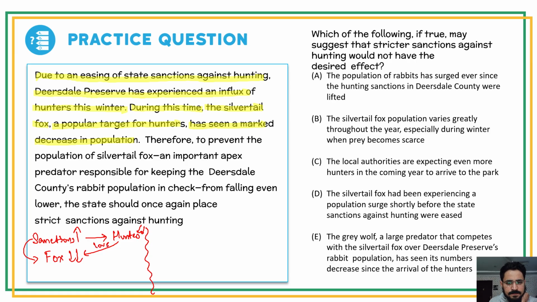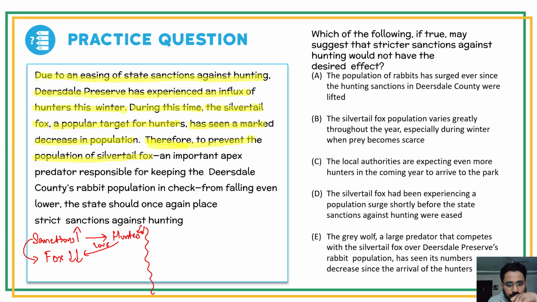Okay. And the keyword therefore tells me that there's probably a position that the argument is going to take from this line onwards. So let's read through it. Therefore, to prevent the population of silver-tailed fox, and I never read the text in the brackets because that just ruins my flow. I do not ignore it, I come back to it later, but yeah.